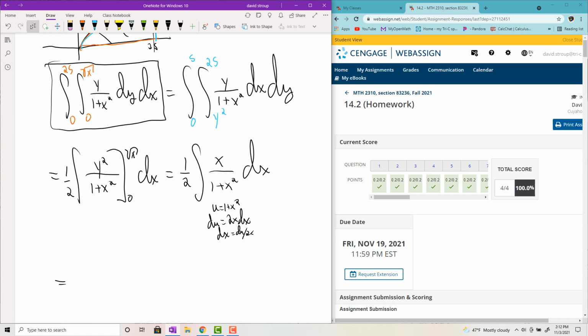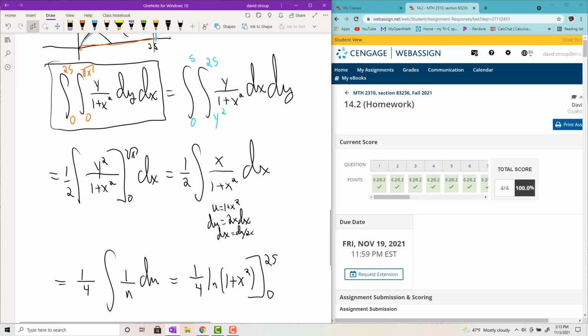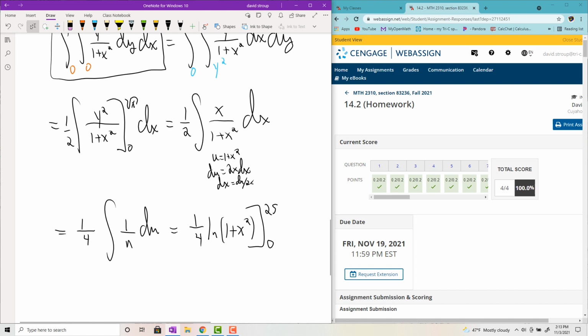So I'm going to end up with 1/4 really, because there'll be another factor of 1/2 to pull out. The x's will cancel, and I'll just have the integral of 1 all over u du. Right? Then I'll have 1/4 ln, absolute value, but you don't need it, so 1 plus x squared only from 0 to 25, and then evaluate. So that's going to be 1/4 ln of 25 squared plus 1, whatever the heck that is, and then minus 1/4 ln of 1, which is 0. Okay, so you could leave your answer like that if you wanted to.